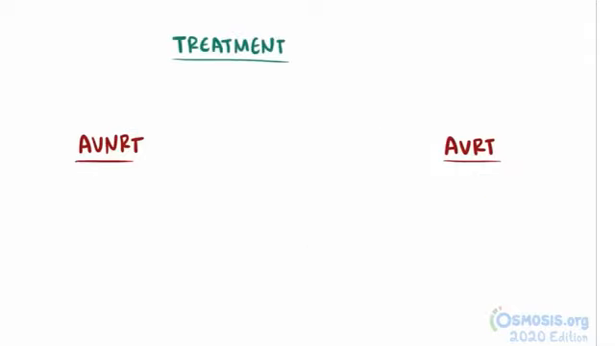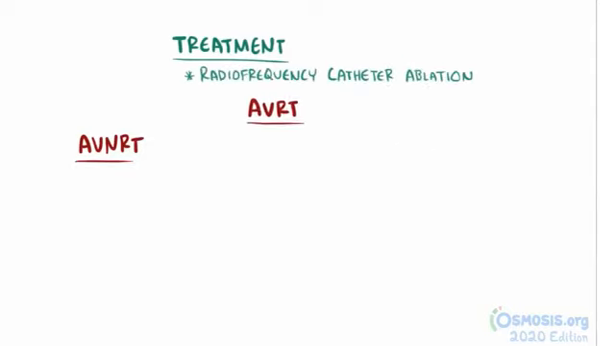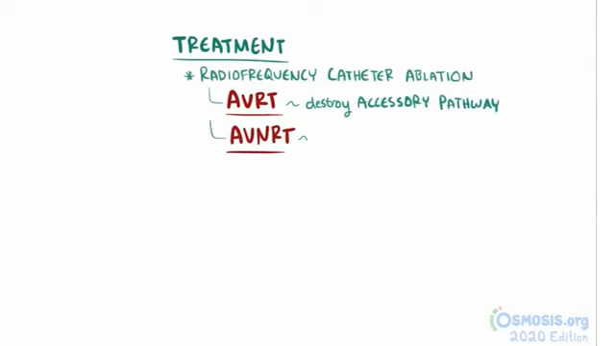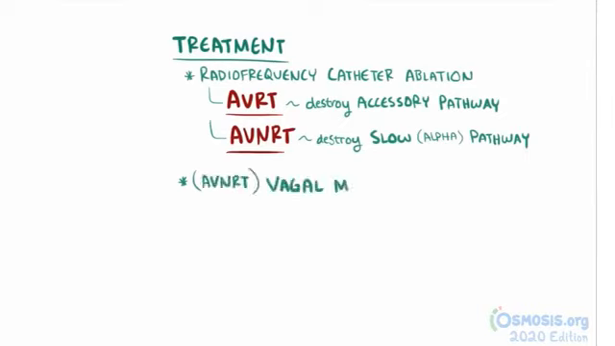The definitive treatment for either AVRT or AVNRT is radiocatheter ablation, essentially destruction of the accessory pathway with AVRT and destruction of the slower alpha pathway with AVNRT. For AVNRT, sometimes people can use vagal maneuvers as well, which are ways to activate the vagus nerve, which tends to block the AV node temporarily, therefore potentially stopping the episode.